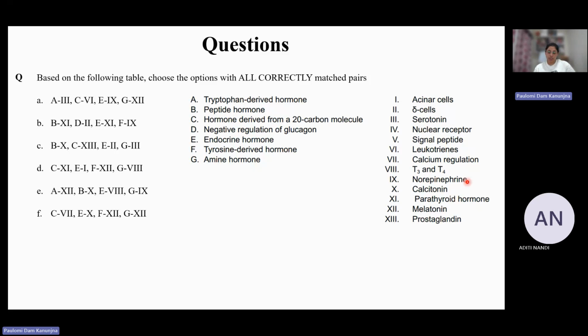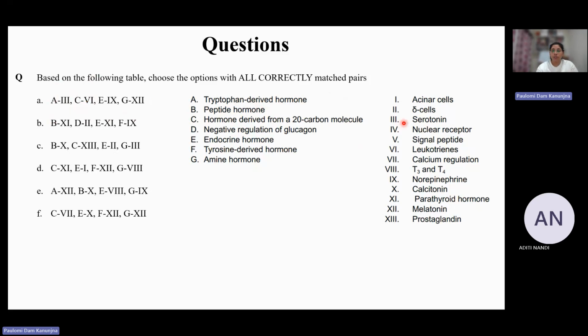Yes, definitely, I will help you. Let me give you the answers and then I'll walk you through them. Except for the fourth and the sixth, all of these are correct. Let's look at these option-wise. Let's look at A first. A is to 3. Tryptophan derived hormone is serotonin, which is correct.